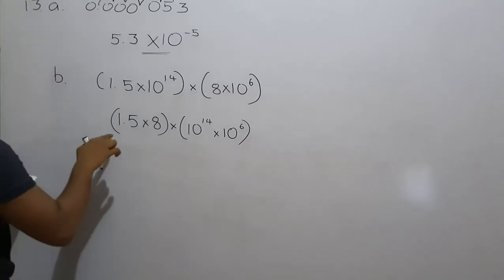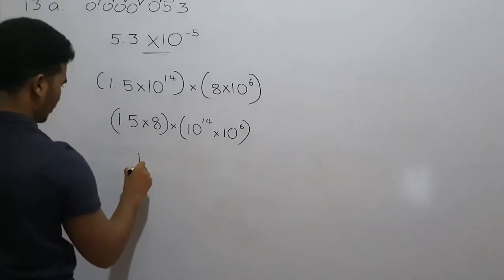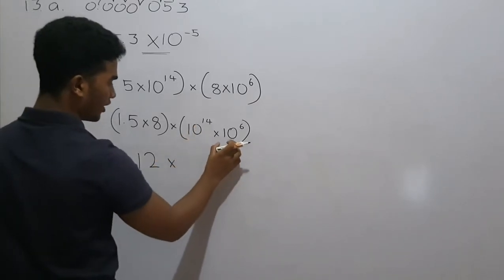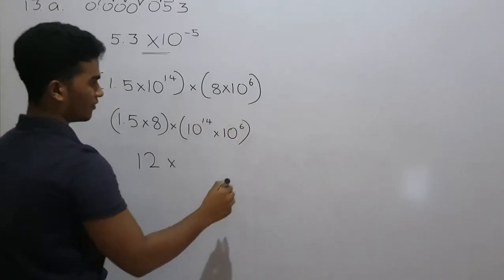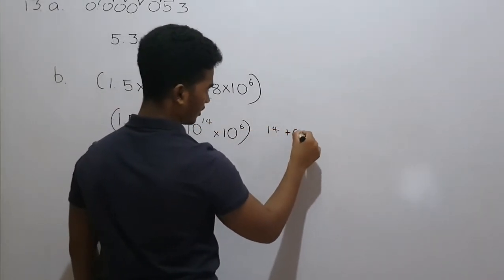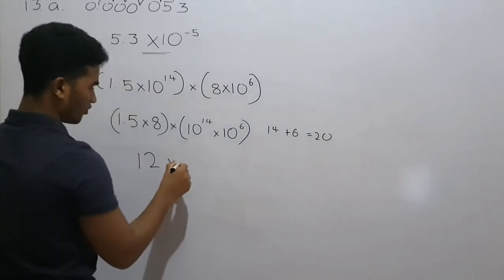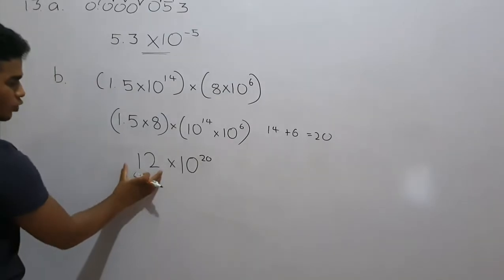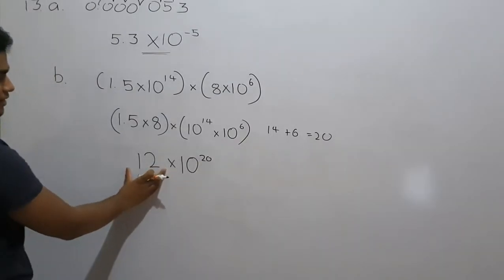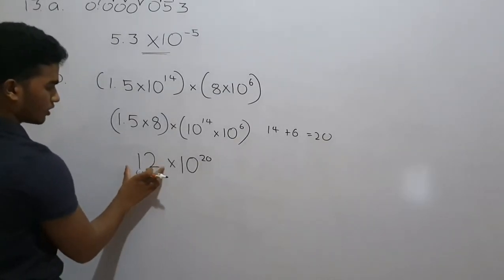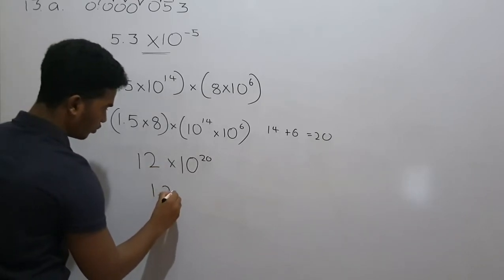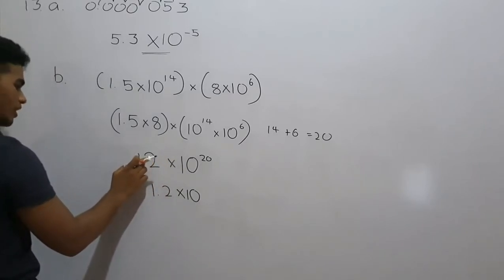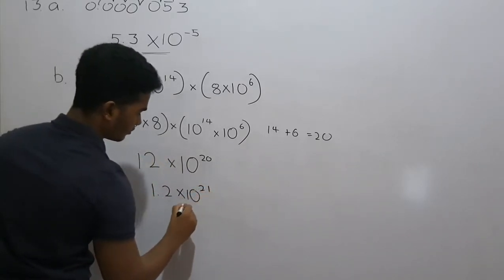So 1.5 into 8 is 12 into 10 to the power 14 into 10 to the power 6. You should add the powers. 14 plus 6 is 20. So your final answer is 12 into 10 to the power 20. But this 12 is not in the standard form. So you should make it the standard form as 1.2 into 10 to the power, taking one decimal place to the front. So it is 21.